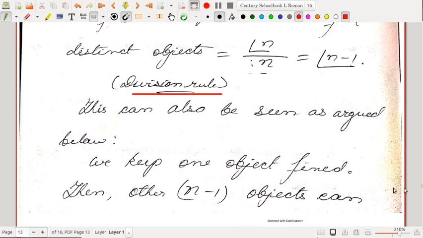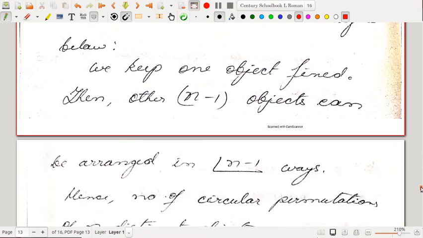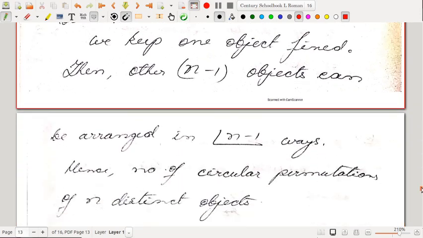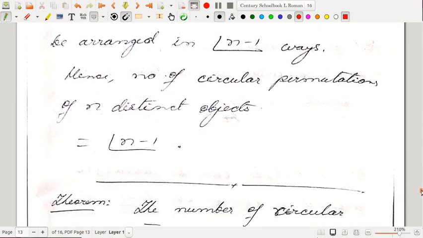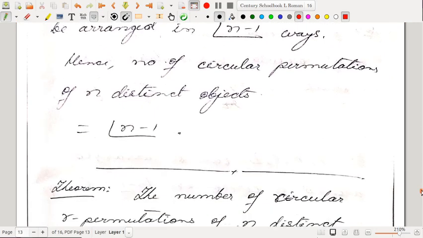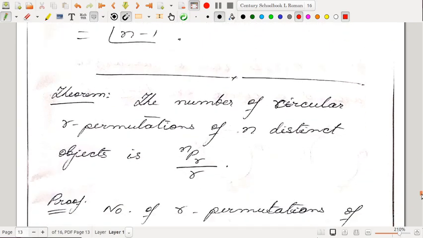We keep one object fixed. Then the other n minus 1 objects can be arranged in factorial n minus 1 ways around that fixed object. Hence, the number of circular permutations of n distinct objects is factorial n minus 1. So we can generalize this also.